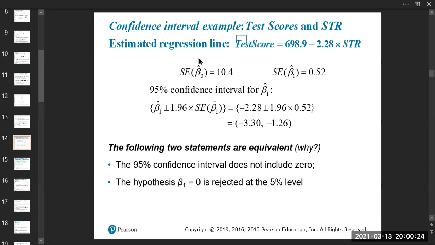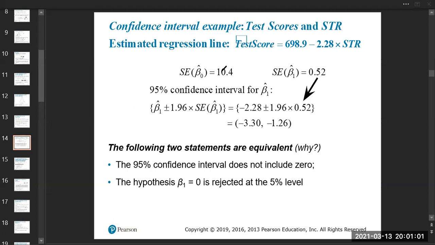So this is the example for the confidence interval. Again, put in all the numbers. I don't see anything that you cannot understand, to be honest. Beta 1 hat is minus 2.28, which you find in the regression function. Then this is the standard error. Put the standard error here, then you calculate and you get minus 3.3 to minus 1.20.